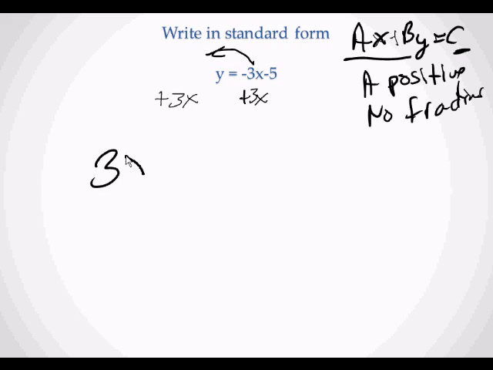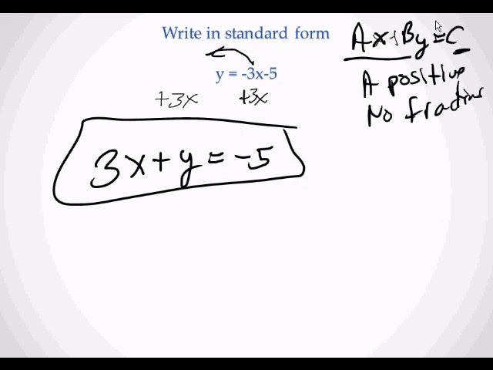So first, since x and y have to be on the same side, I'm going to add 3x to both sides. I'm left with 3x plus y on one side and a minus 5 on the other. I'm done. Do you see how my x and y are on one side? The number in front of the x in this case is positive. We're good to go here. So this is standard form: x and y on one side, the number in front of x is always positive, and there are no fractions in the answer.